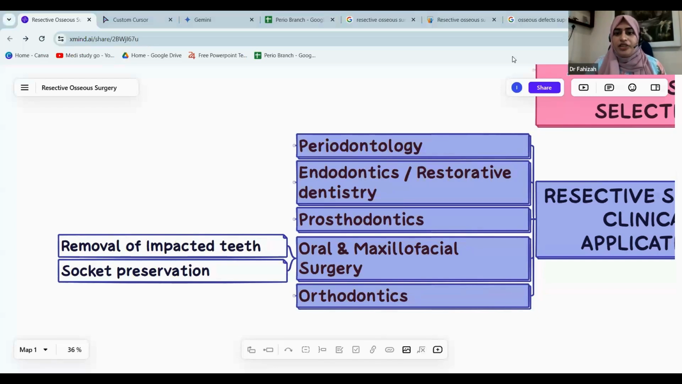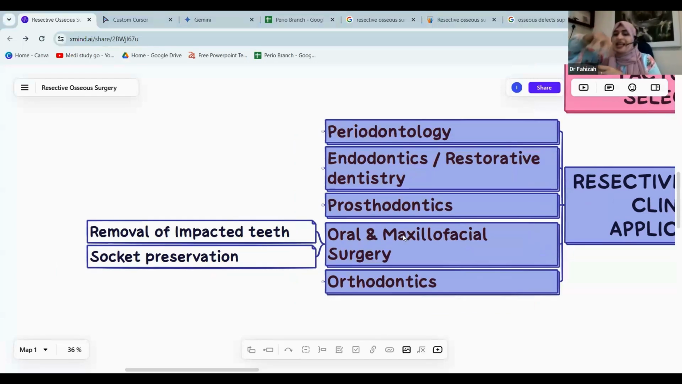Okay, socket preservation again. We add in more bone graft. So basically, let me quickly brief it up. Socket preservation is basically you extract the teeth. There is an empty socket over there. You clean nicely so that there is no infection, and then you add bone graft to the socket. Okay, and you pack it up. You tie it up. After 3 to 4 months, bone is fully grown over there.